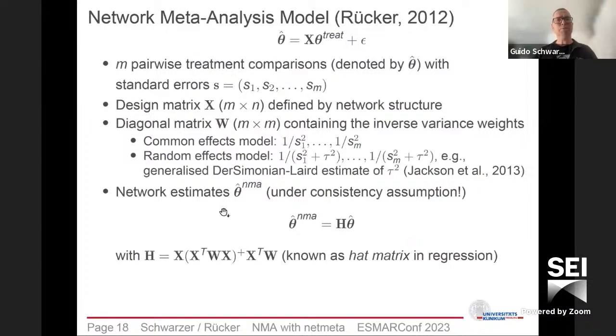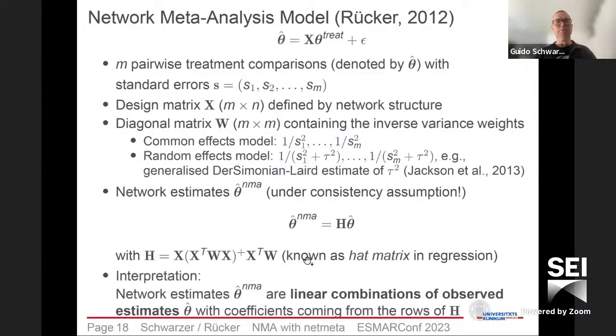And then in this model, we can get our network estimates. This is a vector of the same length as pairwise comparisons. And for that, we have to do this matrix multiplication. And as you can see, this is an operation which is based on the design matrix defined by the network structure and the weight matrix defined above. This H matrix is also called the hat matrix in regression. And the interpretation is that the network estimates that we get are linear combinations of the observed estimates with coefficients from the hat matrix.